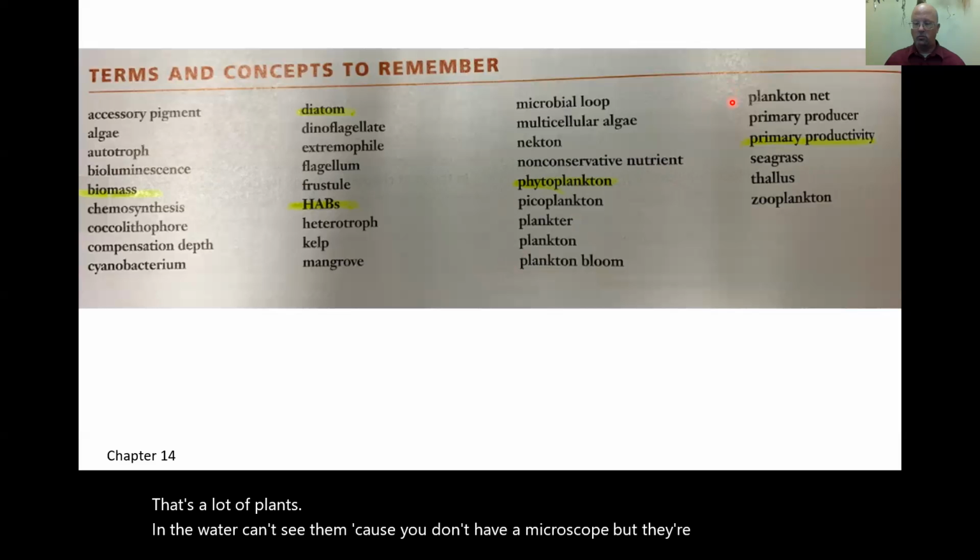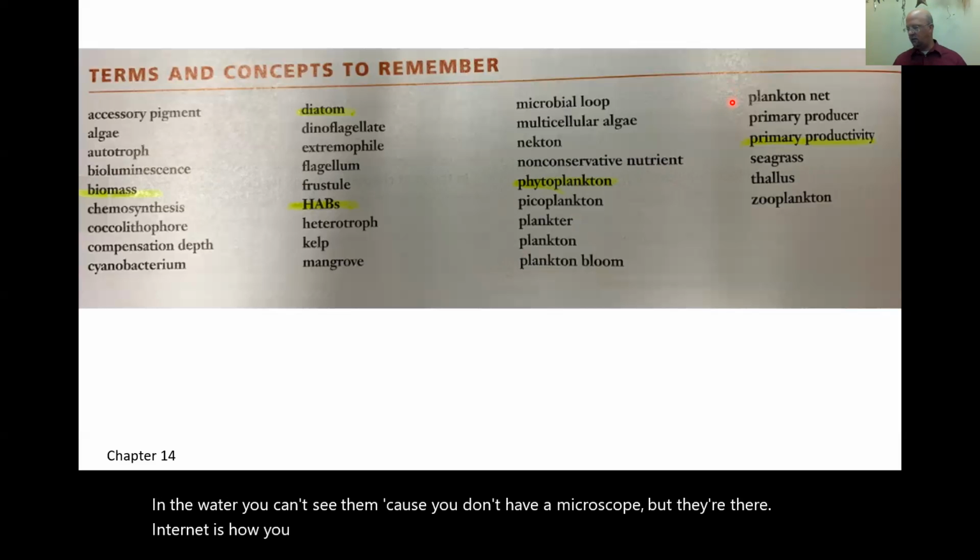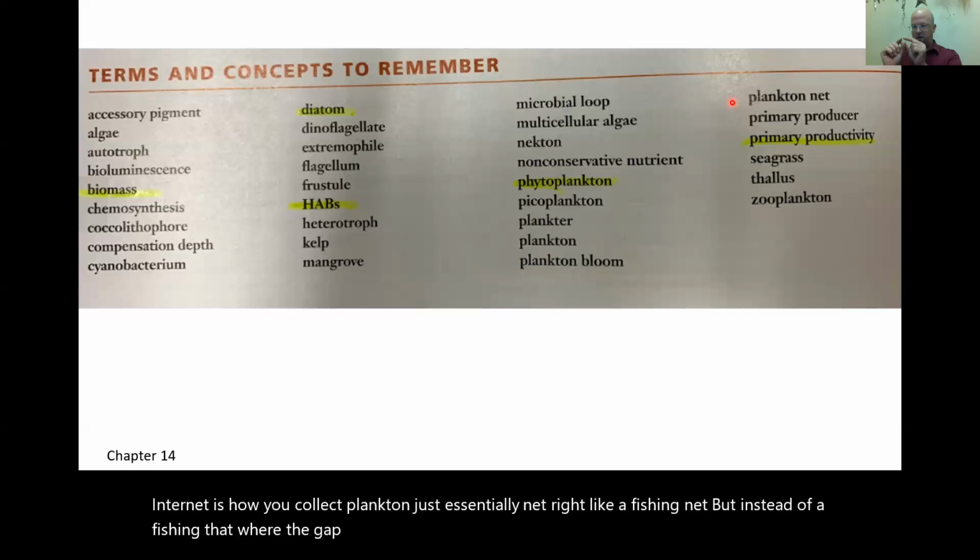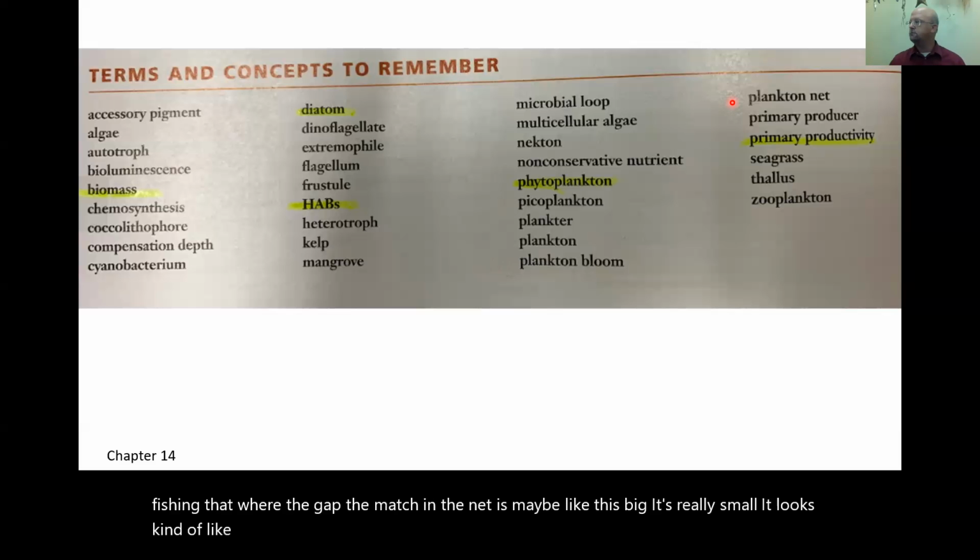Plankton net is how you collect plankton. It's essentially a net, right? Like a fishing net, but the mesh in the net, instead of being maybe this big, is really small. It looks kind of like cloth, actually.